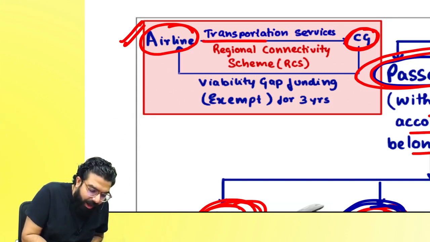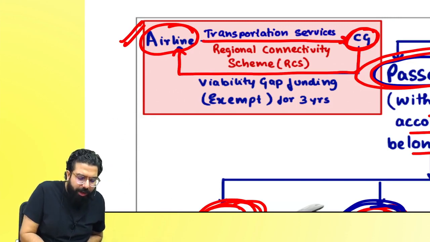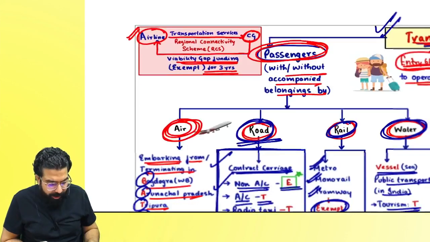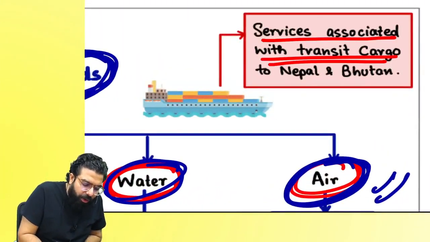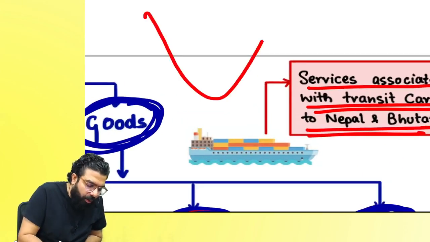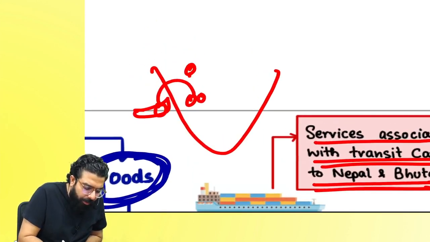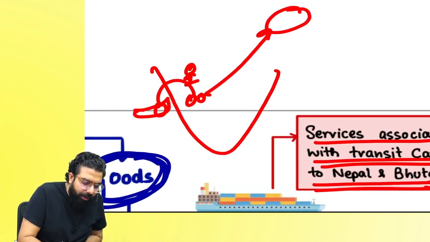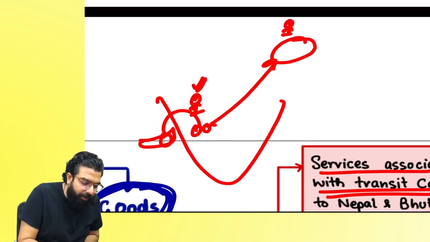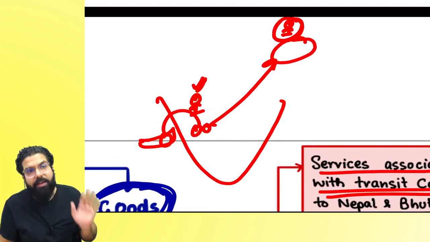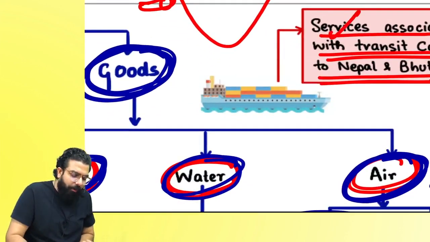Sir, it says transportation services are given to the government under the regional connectivity scheme, and the government gives viability gap funding. It is exempt for the first 3 years. Then, services associated with transit cargo relating to Nepal and Bhutan. Supposedly cargo has come to India in a ship, and this will be sent by one person to Nepal and Bhutan. This person is giving transit cargo related service. Now, the recipient will not be able to take ITC of the GST charged. Hence, the government told there will be no GST.